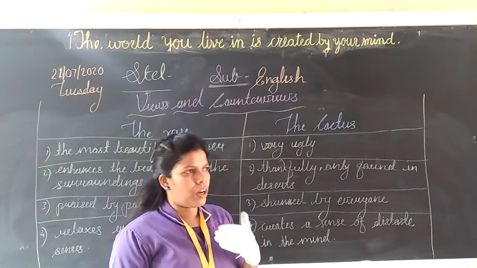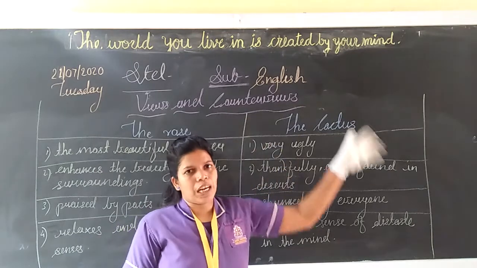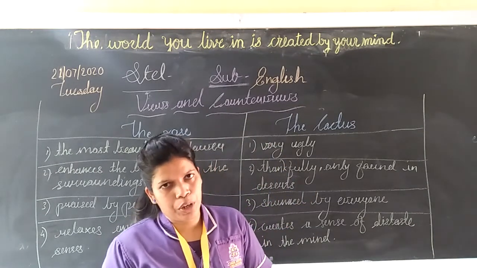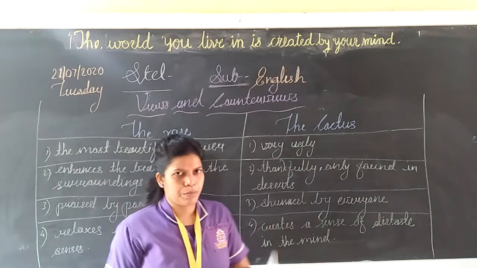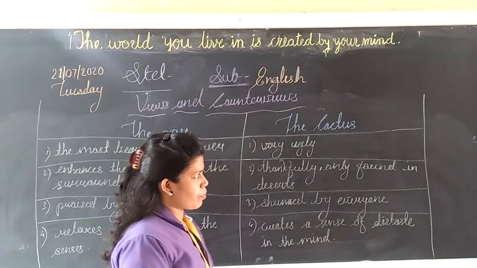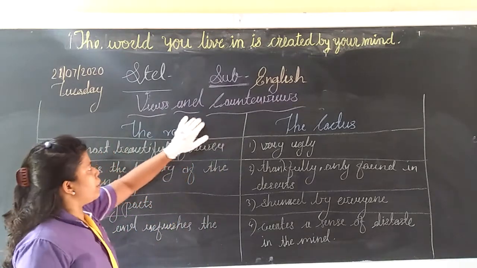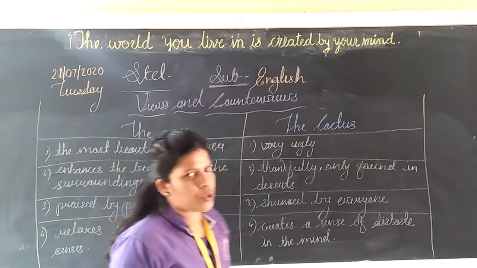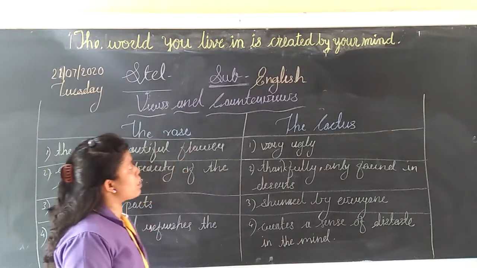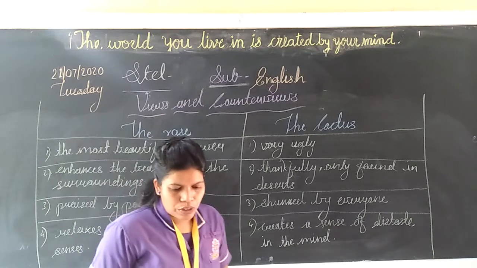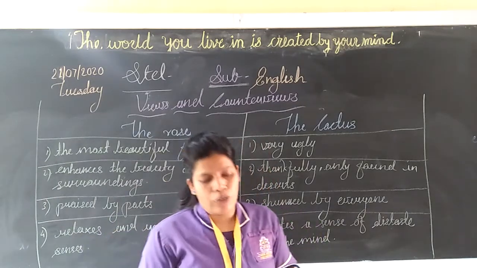Now, today we are going to learn about our new topic. For classes 9 and 10, this is views and counter views. This question is very important. It is there for 5 marks in the exam, so you have to read carefully. This question is considered in the writing section, and its name is views and counter views. Now, what is meant by views and counter views? That I am going to explain to you.